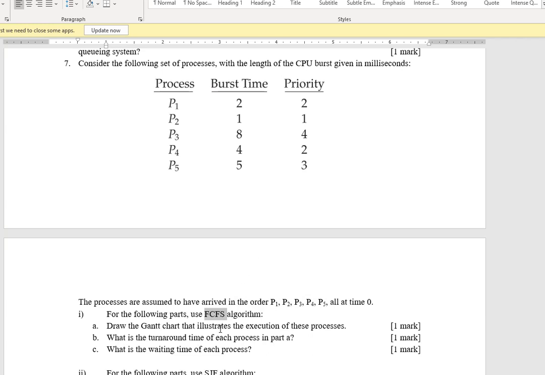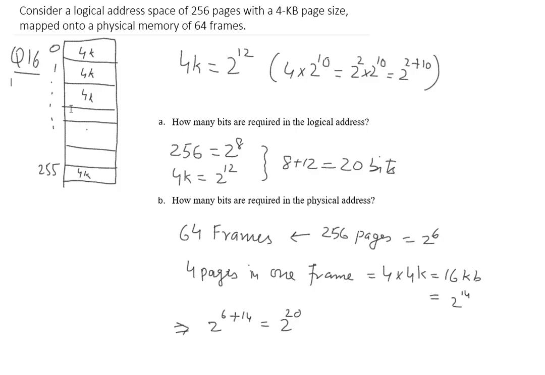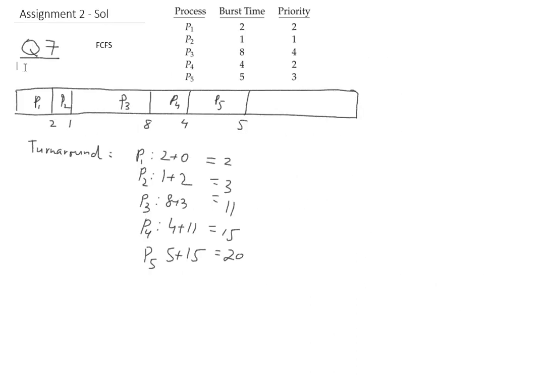Now the first question asks us to draw the Gantt chart, then the turnaround time for each process, and finally the waiting time of each process. So the Gantt chart, I have drawn it for you. It looks something like this. Let me go to the solution. This is question number 7.